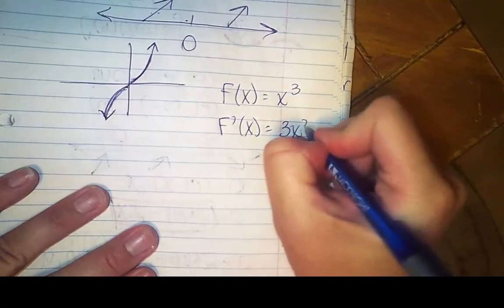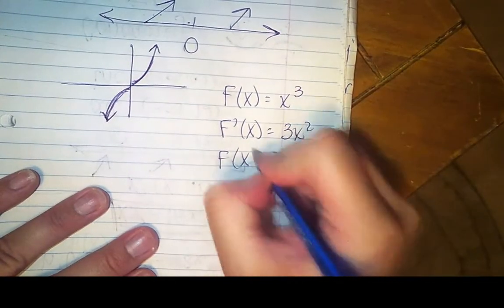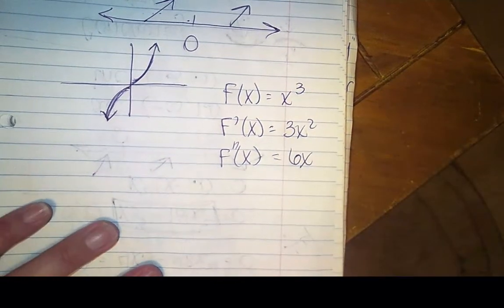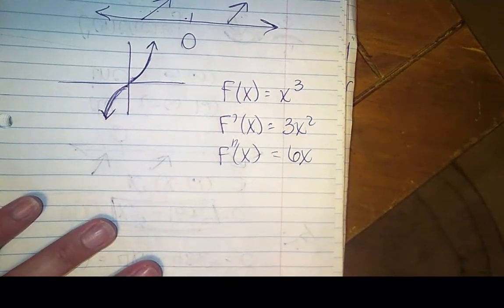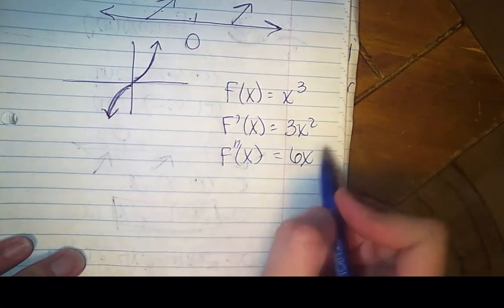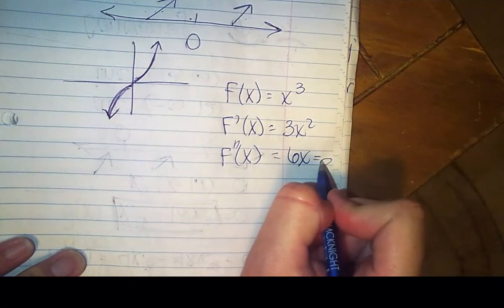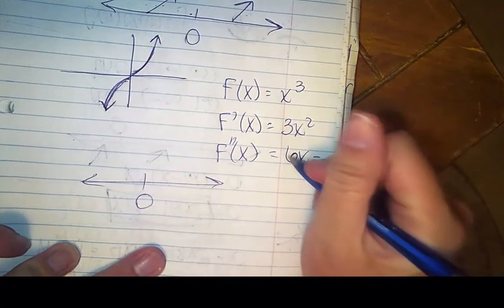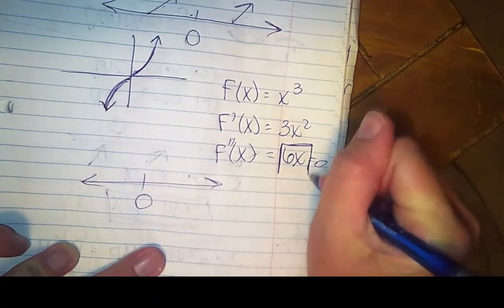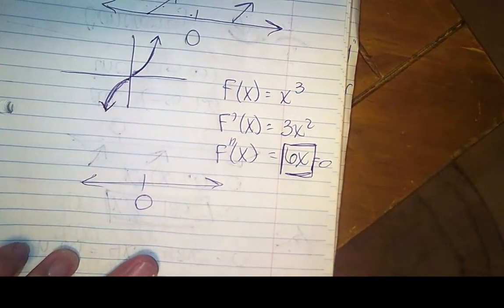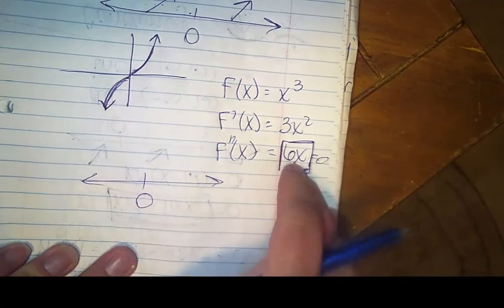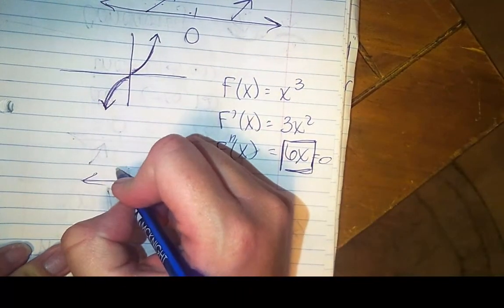My second derivative is simply going to be 6x. And now I do the exact same process I did before. Set that equal to 0 and solve. So x must be 0. Now I'm going to test for concavity. I go back to my second derivative and test. Give me a point to the left, that's negative 5. So 6 times a negative is going to be negative.